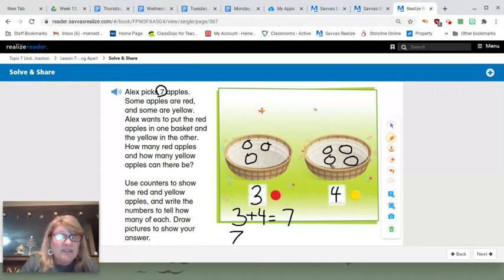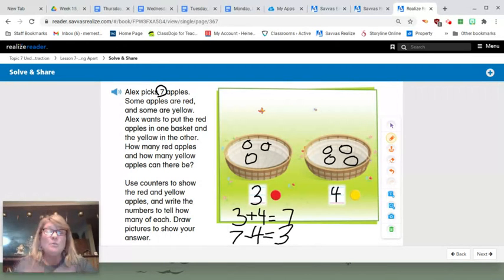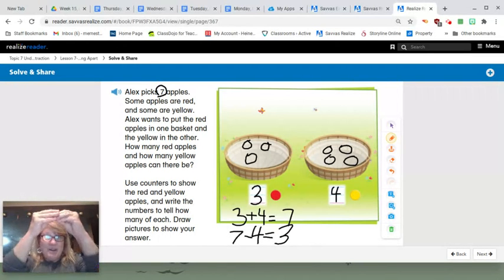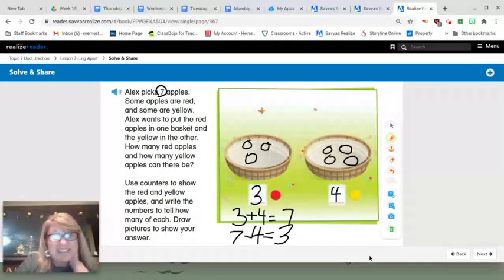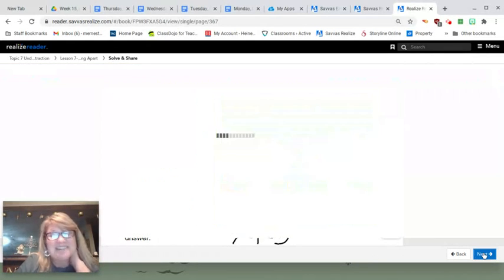If I start with 7 and I take away my yellow ones, so I'm going to take away 4 of them, how many are left as red ones? 3. Whoops, I forgot my equal sign. 3 are left. So look at that. It's the same numbers. They're just put together a little bit differently. In one, we put them together, and in one, we take them apart. Good work, kindergartners. Let's go ahead and listen to the video now.